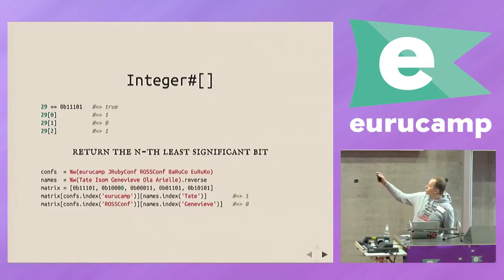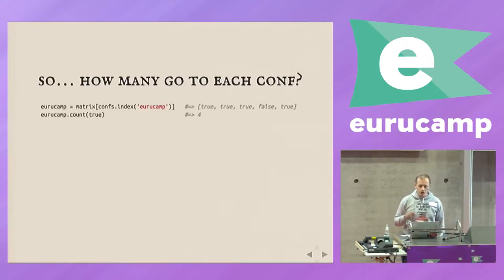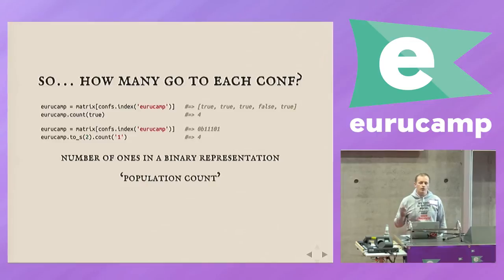And we can query just as well into this matrix as we did with the Boolean matrix. But let's try to figure out how many participants go to each conf. In the Boolean matrix, we could just count the number of truths for every row. But in this case, we can just take the string representation and count how many ones are in the binary representation of this number. But that's also not very efficient.